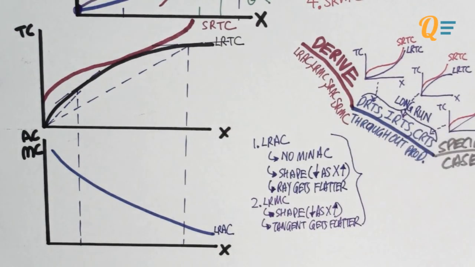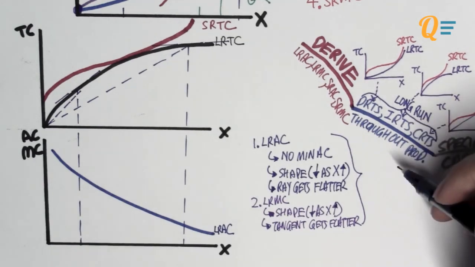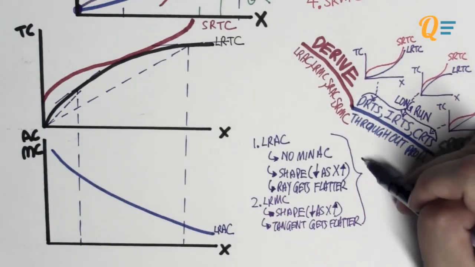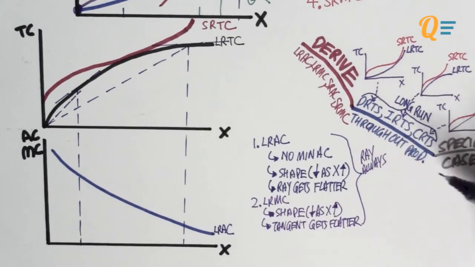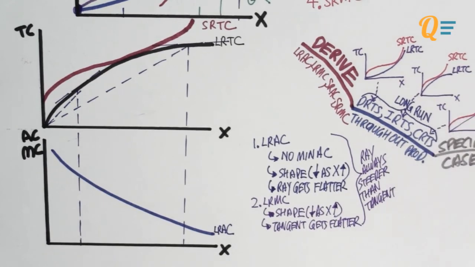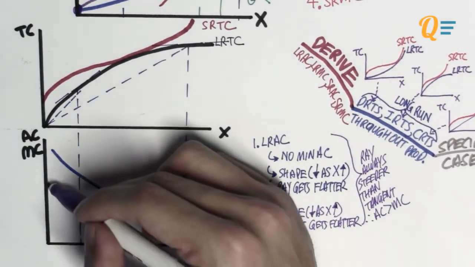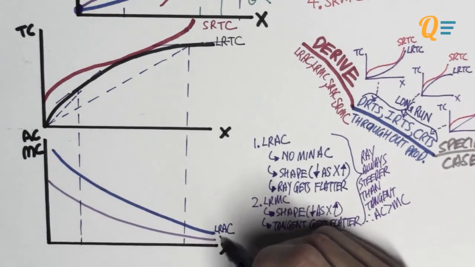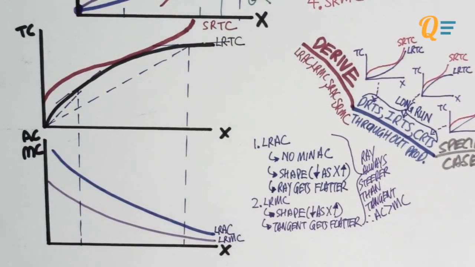Okay, so why don't you try this by yourself? Which curve will be on top and which curve will be below? Okay, will the AC be below the MC or will it be the other way around? To answer this, you're going to have to compare the rays and the tangents, right? Just like how we did previously. So you will notice that the rays are always steeper than the tangents. Okay? And because the rays are always steeper than the tangent, your AC is always going to be more than your MC. So that is why your LRMC will be drawn below your LRAC.